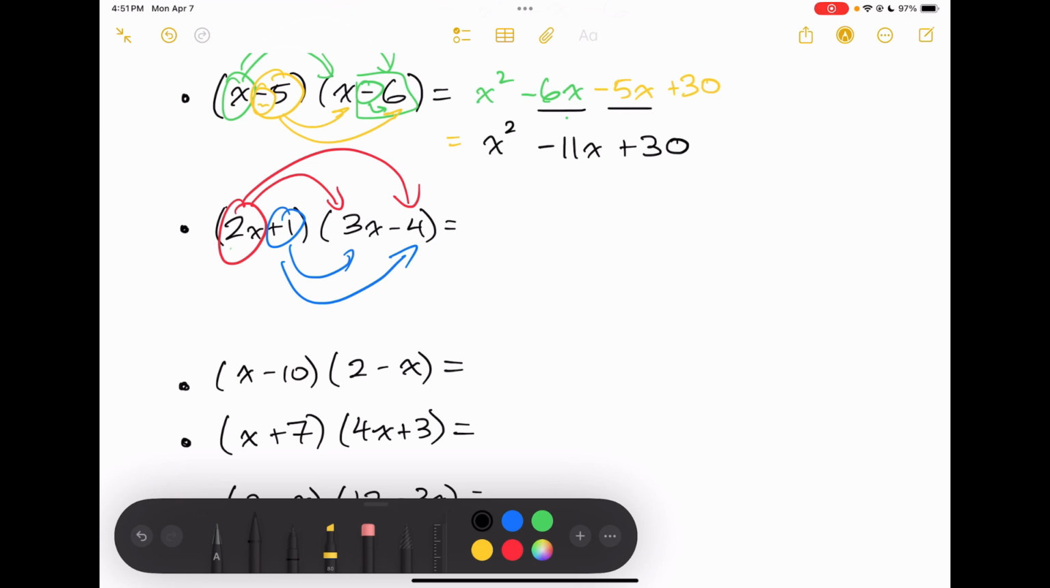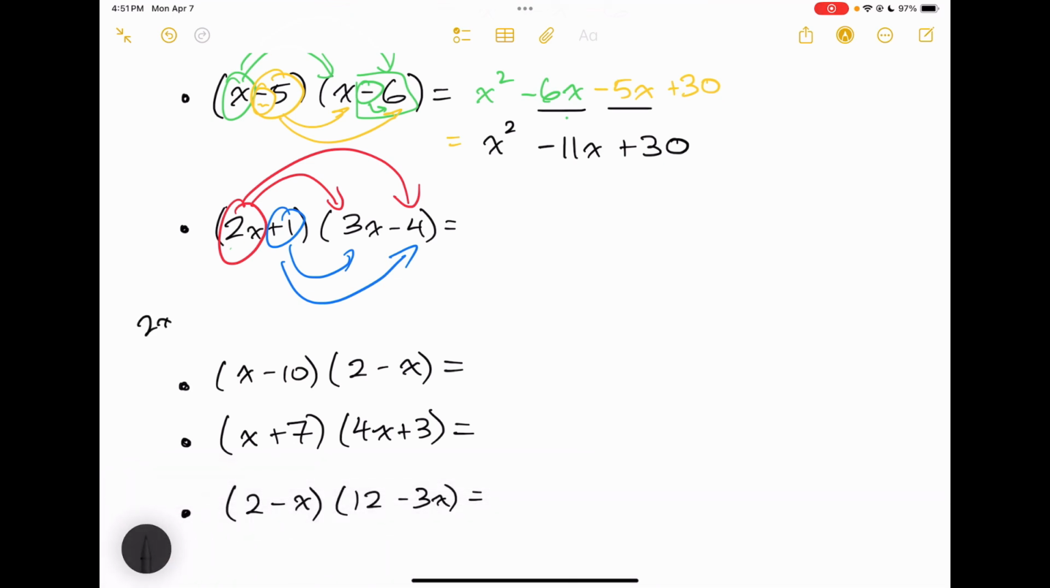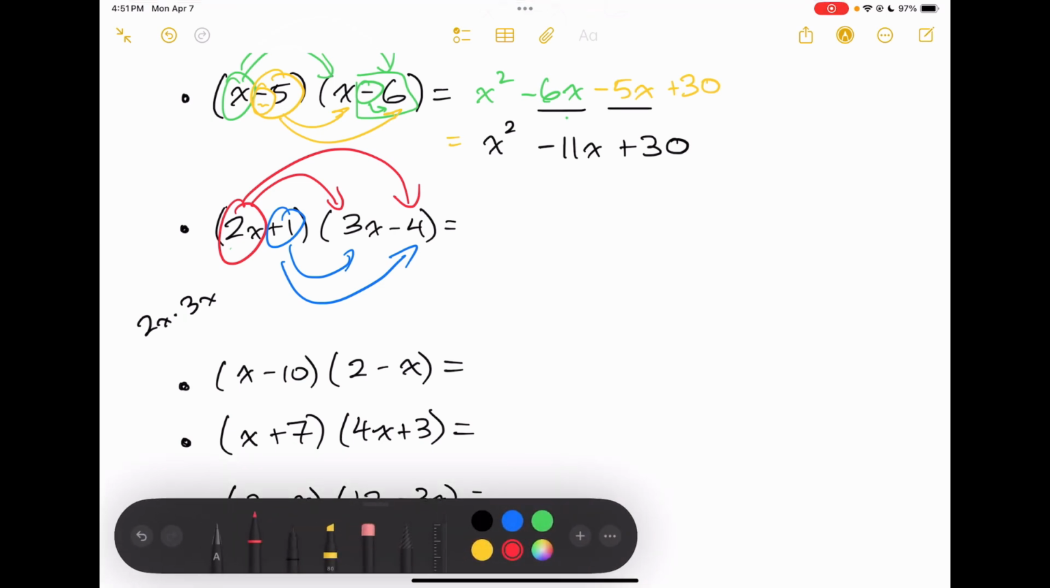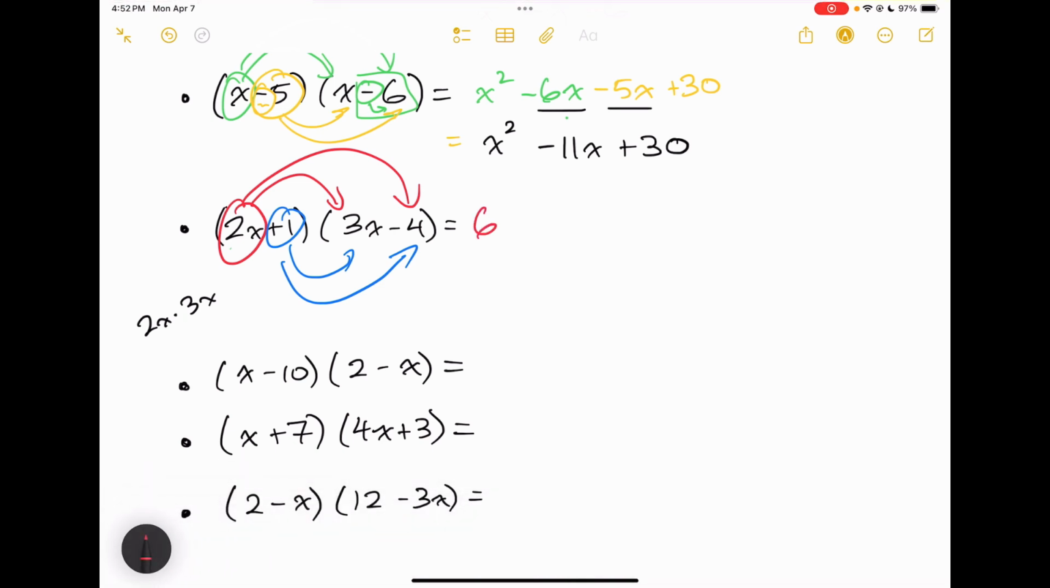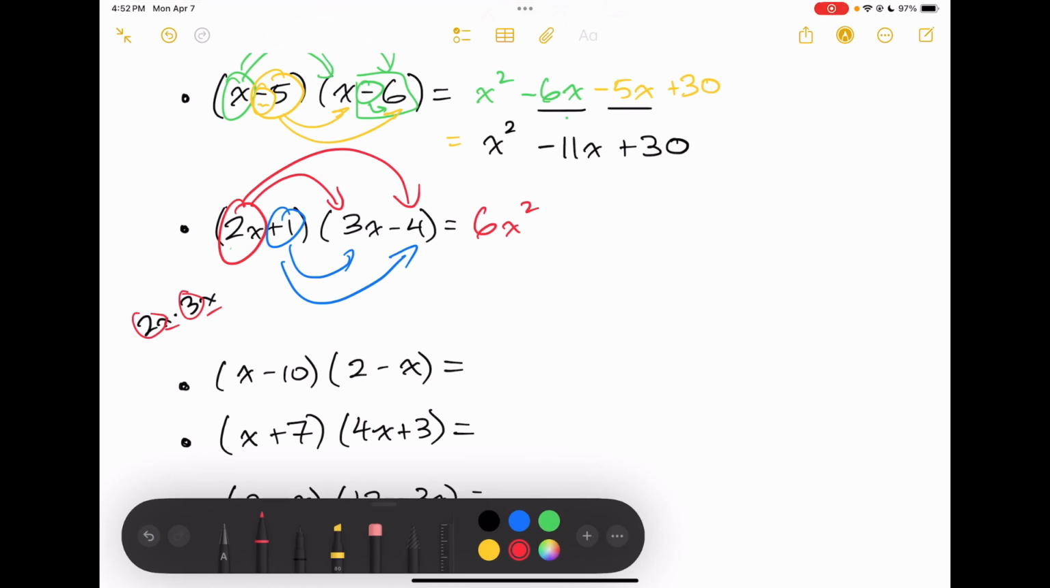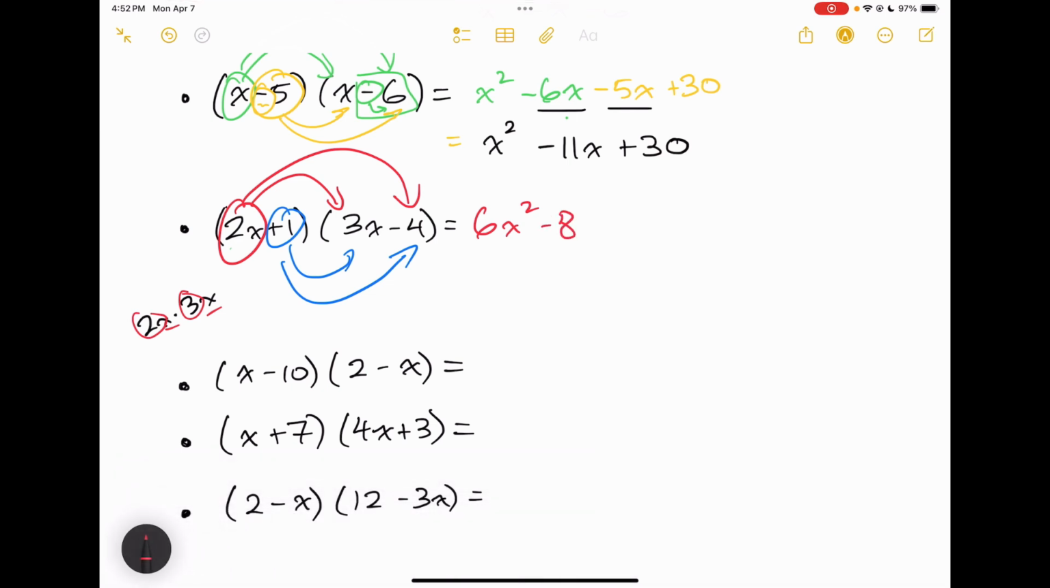2x times 3x. Okay, let's be careful there. Numbers get multiplied together, so 2 times 3 is going to be 6. And the variables get multiplied together, so x and x gives me x squared. After that, we're going to have 2x times negative 4. That's a little bit easier. Negative 4 times 2 is going to be negative 8. And then just the x leaves it with just x.